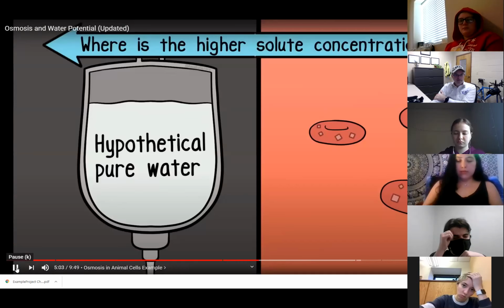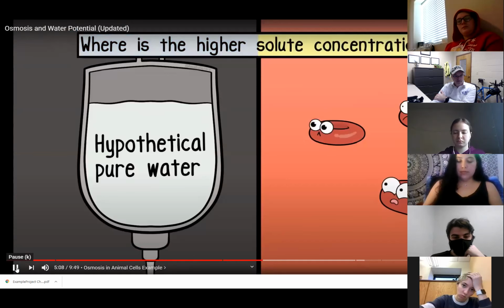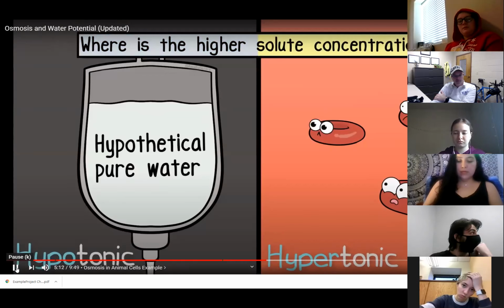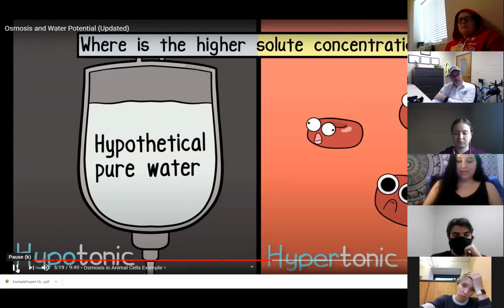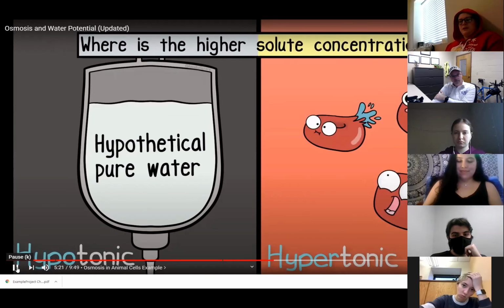So where does the water go? It goes to the area of higher solute concentration, which in this case is inside the cells. The cells are hypertonic compared to the pure water in the IV tube because the cells have a greater solute concentration. The cells would swell and possibly burst. Exploding red blood cells are not good.